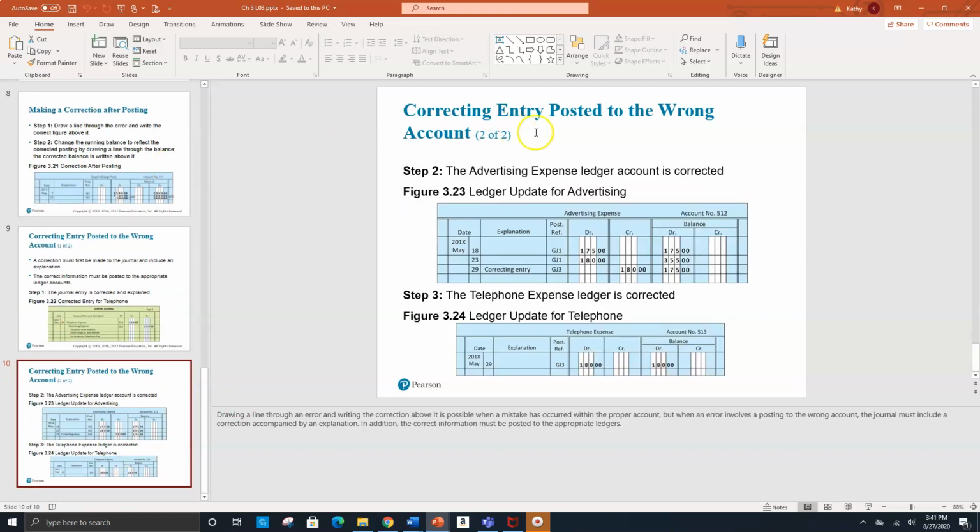Correcting an entry posted to the wrong account. Here is where you would have your correcting entry. You would note it as a correcting entry where we're backing it out here, and we're correcting it over here in the correct account. So really, the journal entry on the 29th is just reversing out the entry on the 23rd.